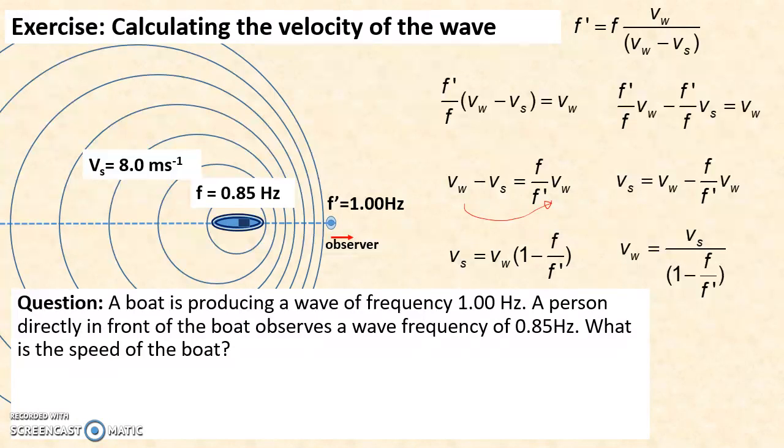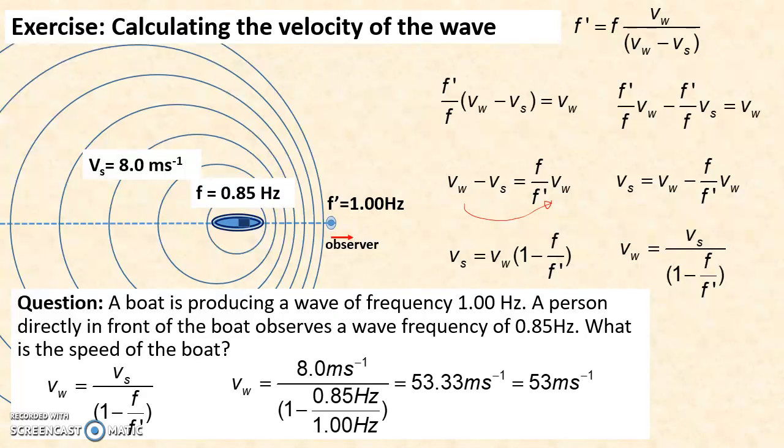So the boat's producing the wave frequency of 1 hertz. What is the speed of the boat? So we take this equation, we substitute in the values, and we get a speed of 53 meters per second.